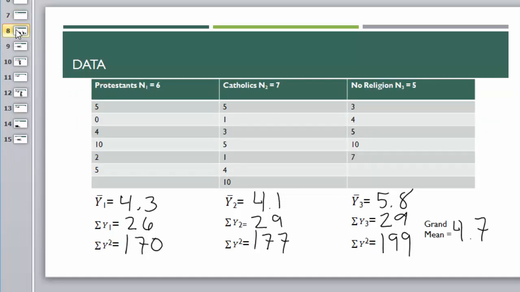Here's the data that we're going to need to calculate something called the F statistic. The F statistic is going to result in a p-value, which we can then use to accept or reject the null. The data we need is the average of each sample, the sum of y for each sample, and the sum of y squared for each sample. We'll also need the grand mean, or the mean of the 3 samples combined.